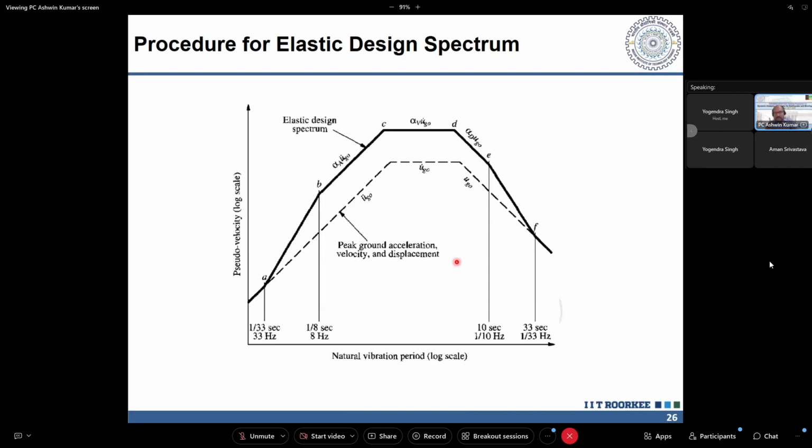Why are we calling it elastic? Remember that this response spectrum analysis was done using a linear single degree of freedom system, which means we have considered only the linear response of the single degree of freedom system. That is why it is an elastic design spectrum. The one that is given in our code is also an elastic design spectrum, even though we bring in inelasticity by using the response reduction factor, etc. That way we can prepare a non-linear response spectrum curve. But whatever is given in our code is a linear response spectrum curve.